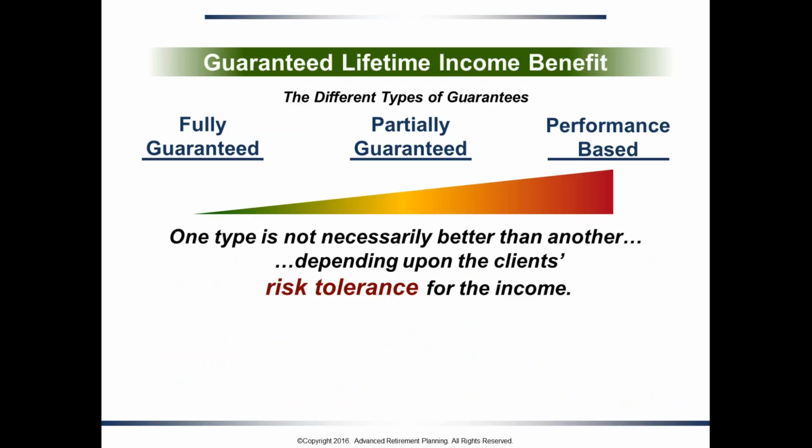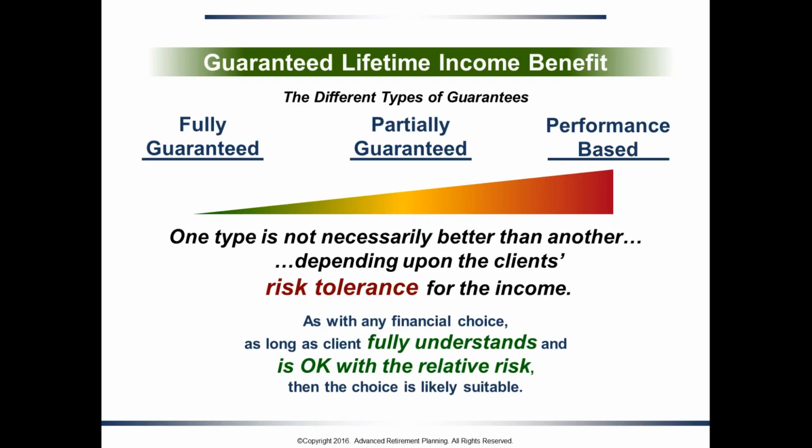In other words, one type is not necessarily better than the other, although we all have our opinions on it, but it has to do with risk tolerance. If my client, given its money, has to have an ironclad guarantee, then I don't want them to have a risk of it not becoming that much income. Other clients might have a greater risk tolerance for a range of income that can come in. So what I'd like to say on this is with any financial choice, as long as the client fully understands it and is okay with the relative risk of it, then the choice is likely suitable, okay?